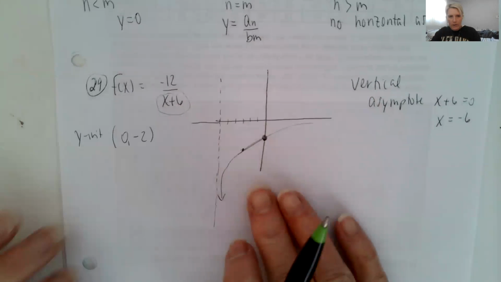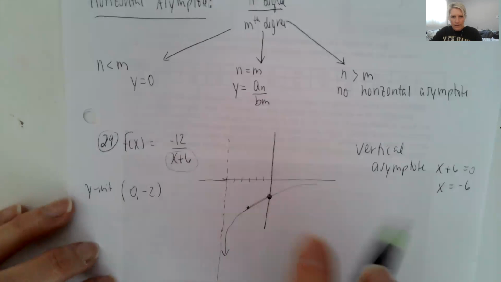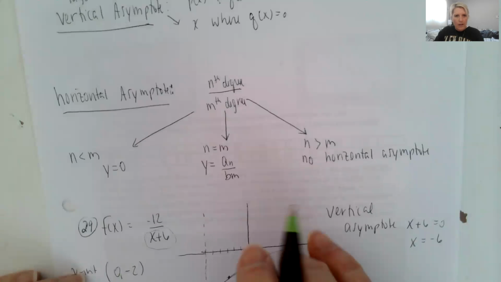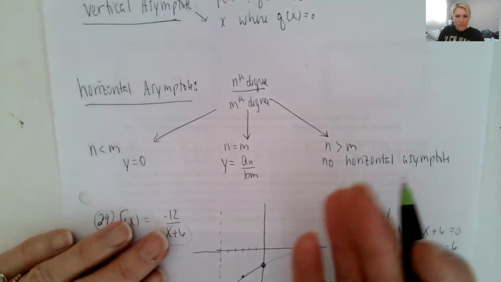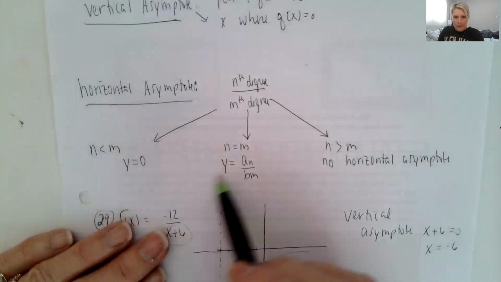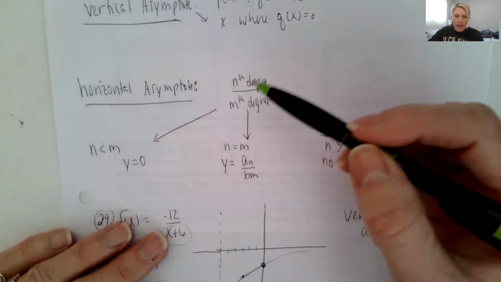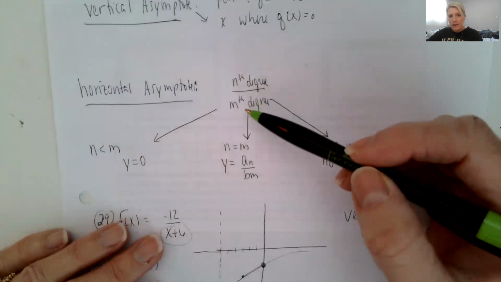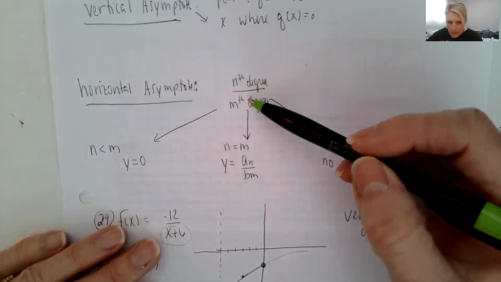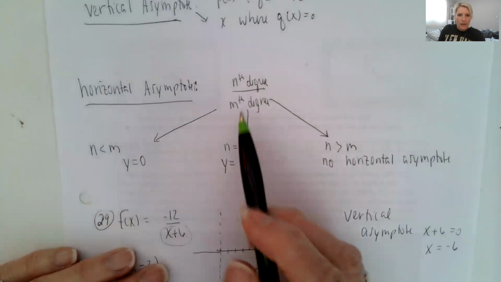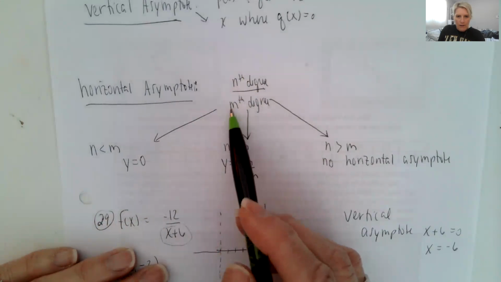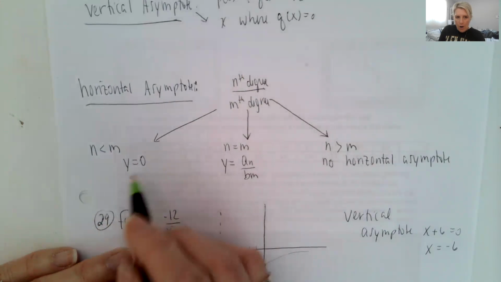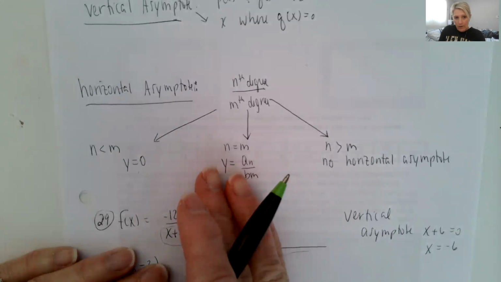So we have to look at whether there is a horizontal asymptote, an asymptote that is getting really close to some y value. So there are 3 possible situations with a horizontal asymptote. And that is all based on the degree of the polynomial in the numerator and the degree of the polynomial in the denominator. So if the numerator degree is smaller than the denominator degree, our horizontal asymptote will always be at just y equals 0.